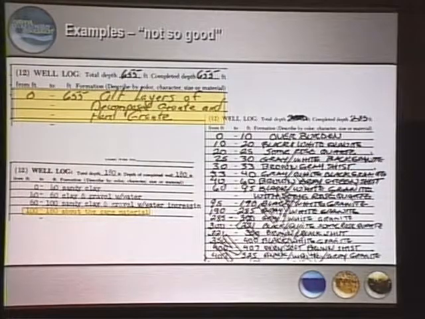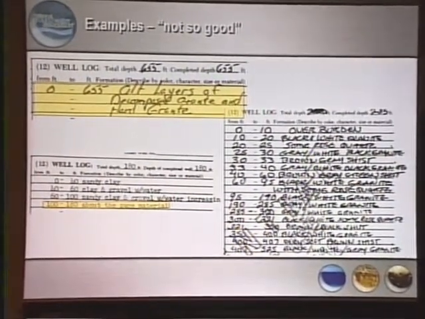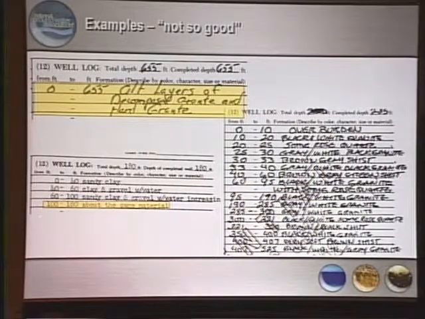Here's 655 feet of alternating layers of decomposed granite and hard granite. Now, if I'm trying to figure out information on groundwater, I'd like to know which of those two it is and where. Not that the whole log is that. Then my favorite here, we have 80 feet of about the same material.